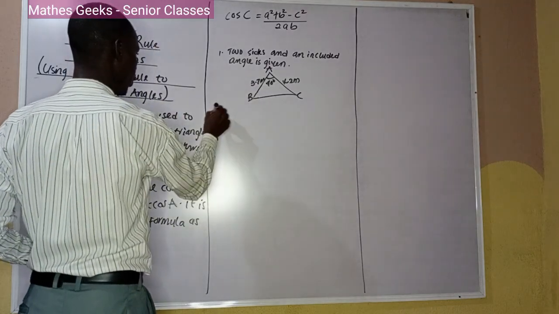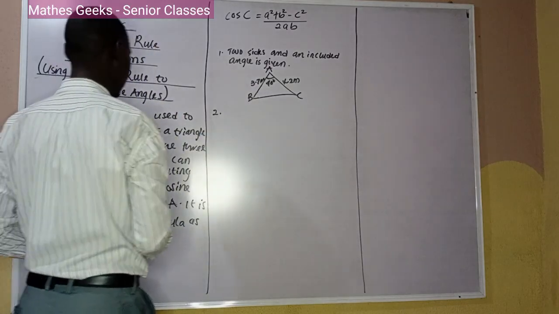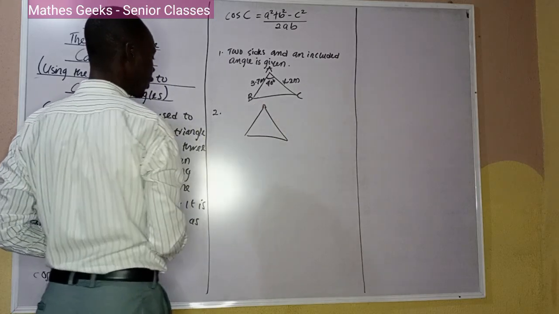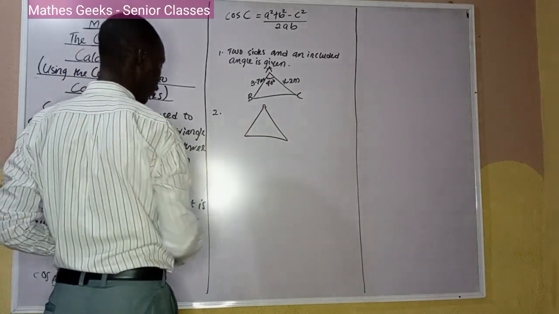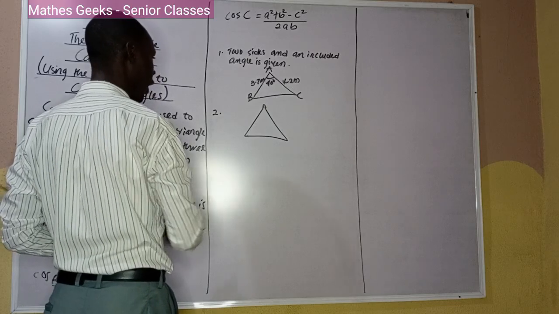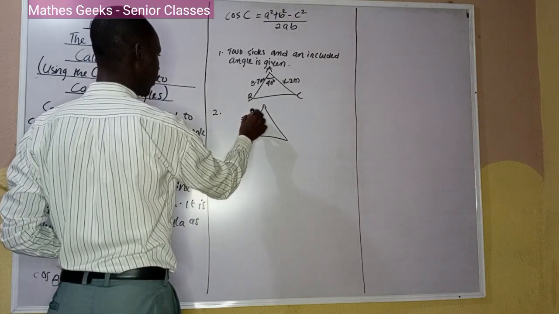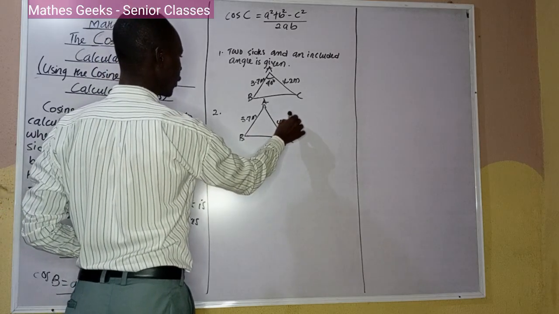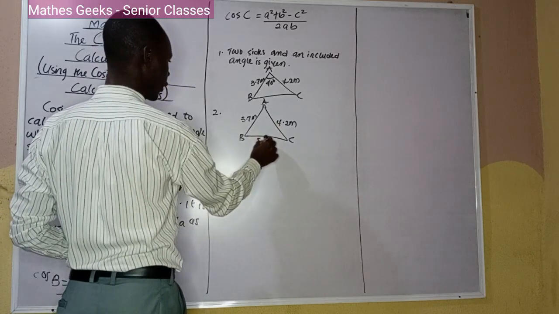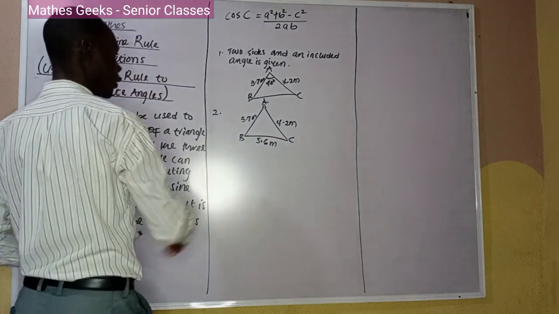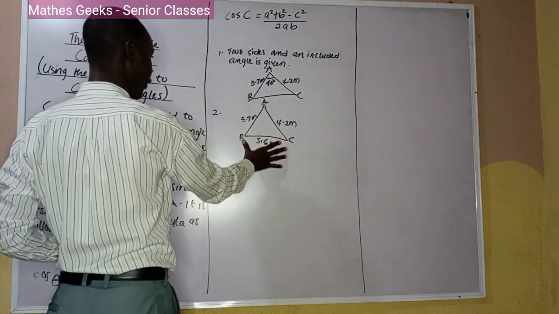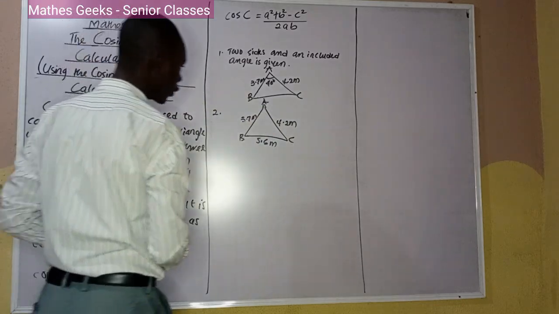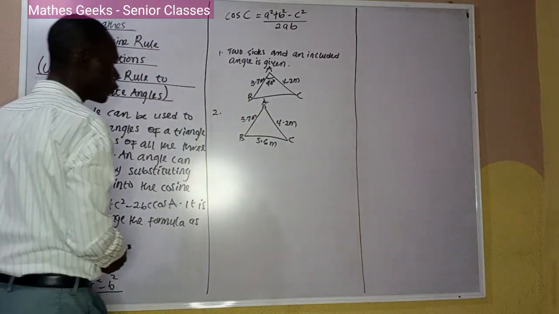The second condition that must be met is that the three sides of a triangle must be given if we must use the cosine rule. In that case, we are going to use the cosine rule to get the values of the angles. So if the sides are given as 3.7 meters, 4.2 meters, and 5.6 meters, we see that the three sides are given, and no angle was included. So what do we need to do?